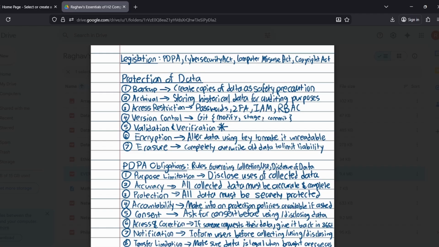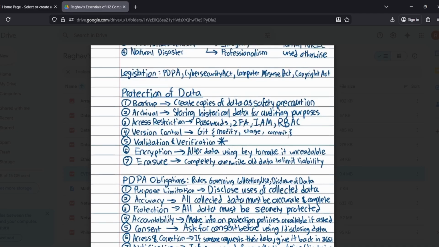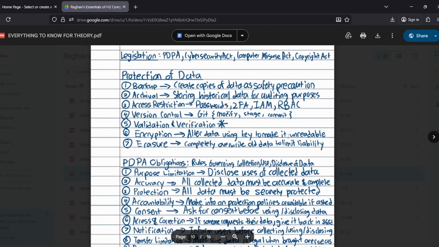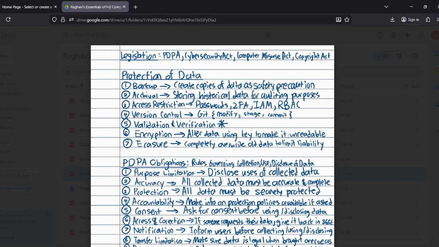Then validation and verification, which is again, as we mentioned in the other chapter. Encryption, which alters the data to make it unreadable unless reversed using a key, usually paired with access restriction. Or, as we do in the army, erasure. If you're about to be captured by the enemy, nuke it all. Just nuke it all. Erase everything.